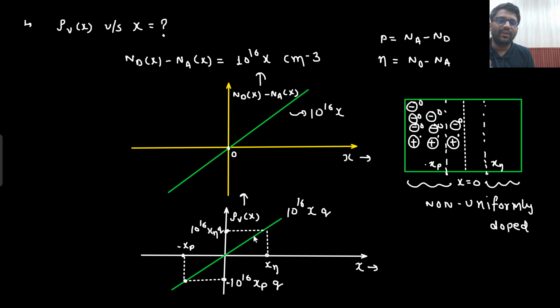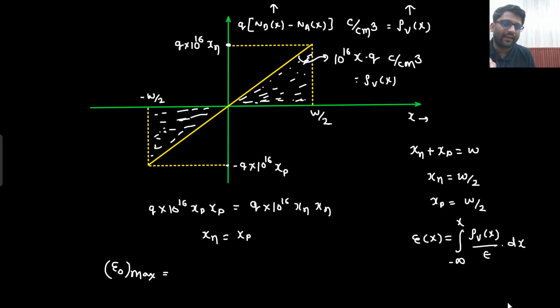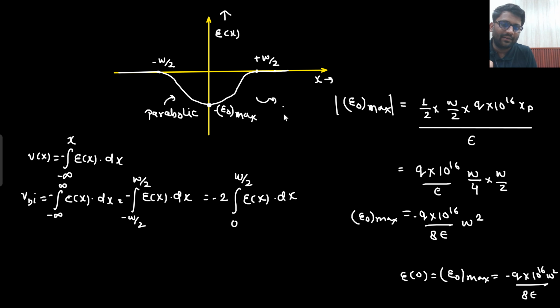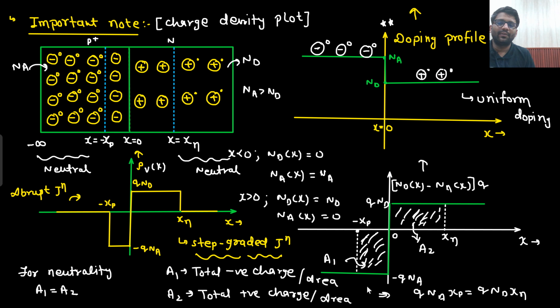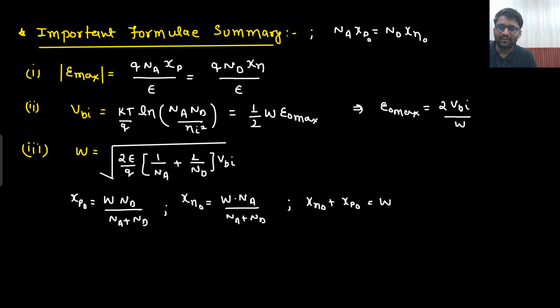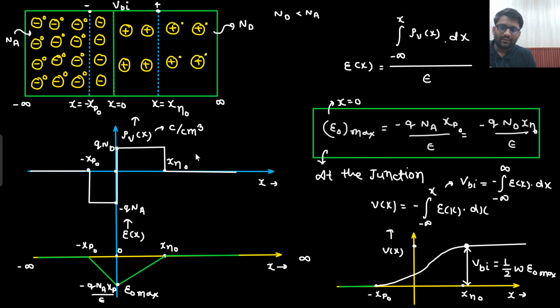So for non-uniformly doped, your rho(x) would be linear, right? And then rho(x) became linear, and your electric field profile became parabolic, right? But here, what was the scenario? It was a step. Or let's go here. This was a step. The electric field was linear, and your potential was parabolic.